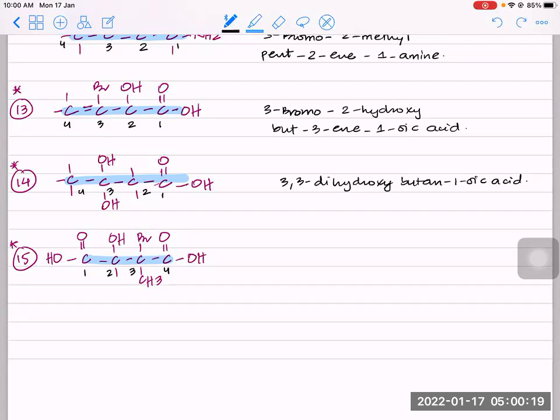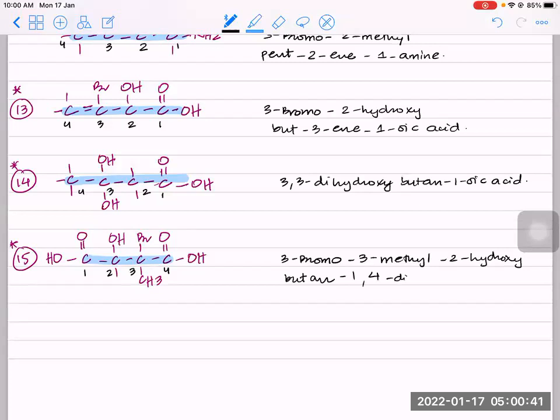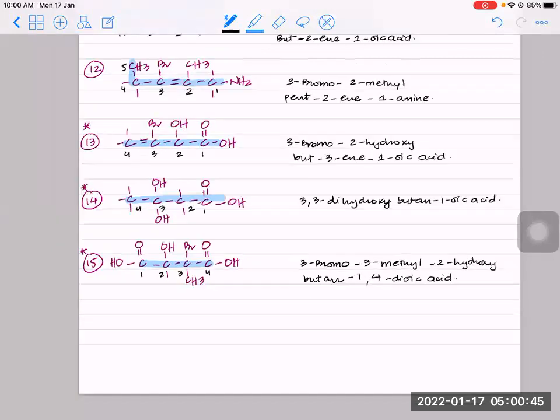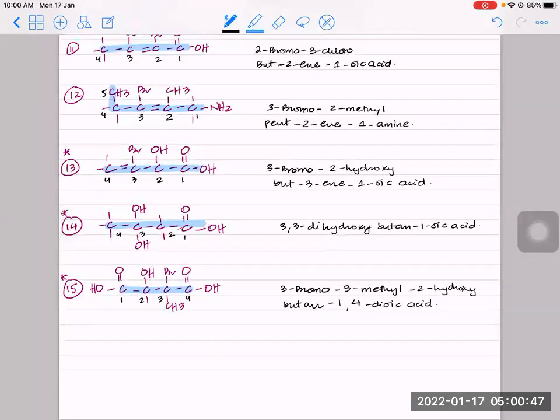Now on carbon 3, you have a halogen. So 3 bromo, 3 methyl. On carbon 2, you have what? Hydroxy. So 2-hydroxy. Main chain is 4 carbons, so you will call it bute. On carbon number 1 and 4, because carbon-carbon bonds are single, butane 1, 4, dioic acid. So this right here is the name for this organic compound.